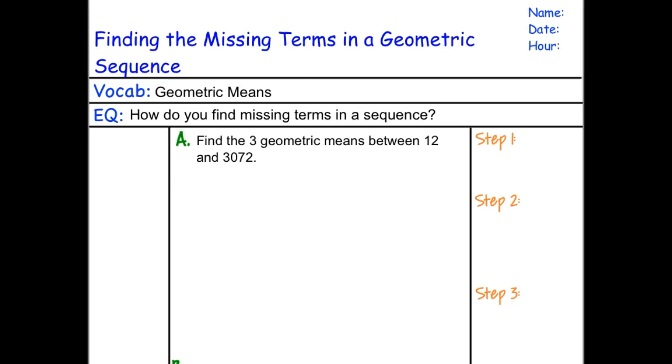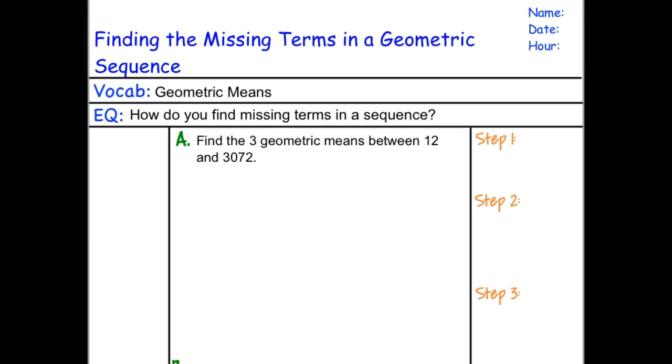Hello! Today we follow our introduction to geometric sequences with finding the missing terms. You see in the first example that we use the phrase geometric means. If you remember back to Unit 2 when we were talking about arithmetic sequences, we had arithmetic means, which simply means the missing pieces.